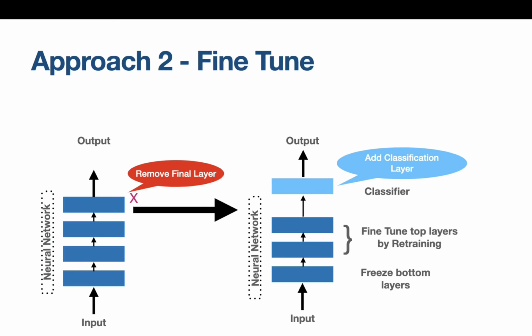In the second approach, which is called the fine-tuning approach, we still remove the topmost layer and replace it with a custom classifier layer. However, we fine-tune the other layers of the network by retraining on the new data. Here, the bottom layers are frozen and the top layers are fine-tuned. We can take a call on which layers need to be frozen and which need to be fine-tuned. We can fine-tune all the layers or a few layers depending on the use case. So this is the second approach.